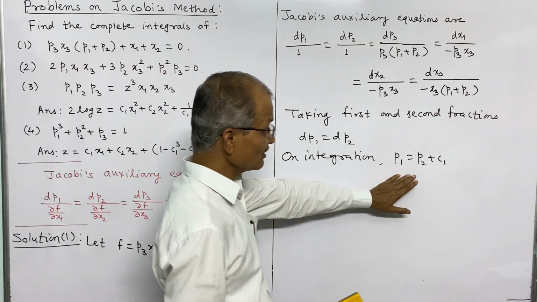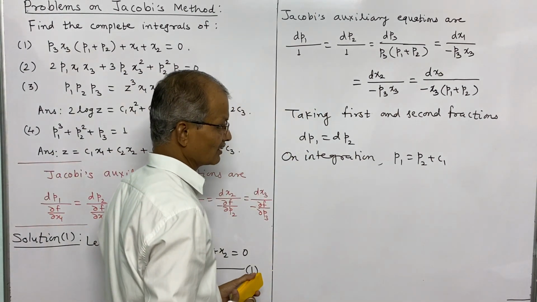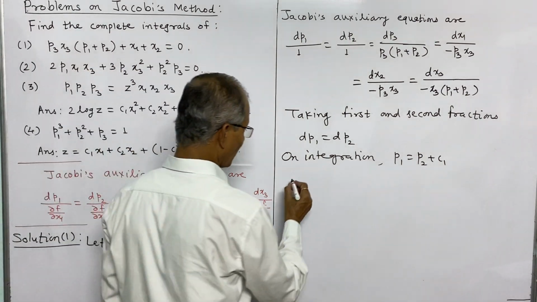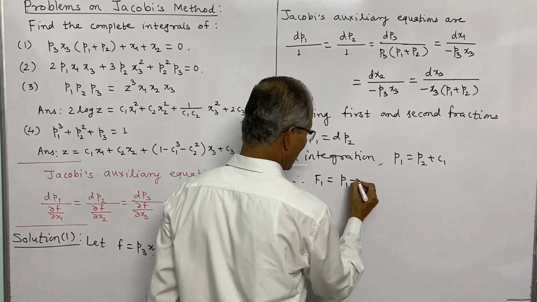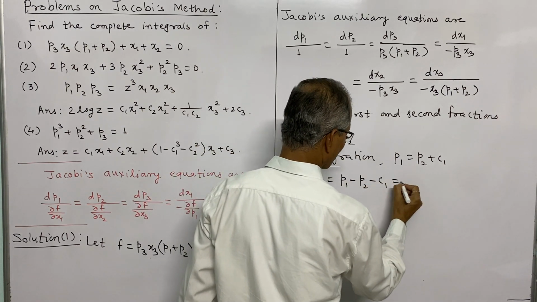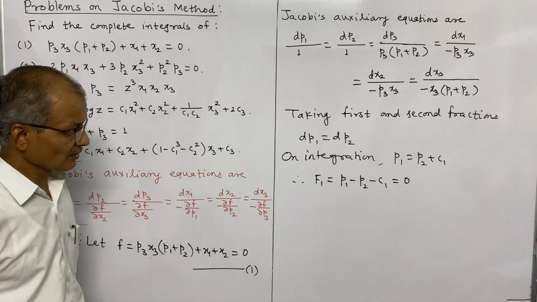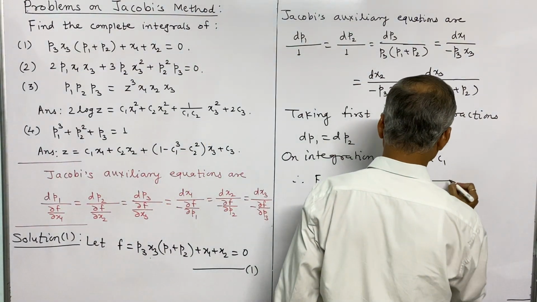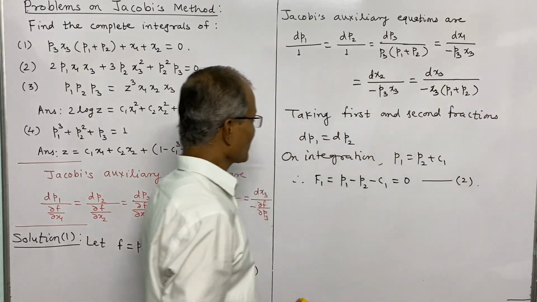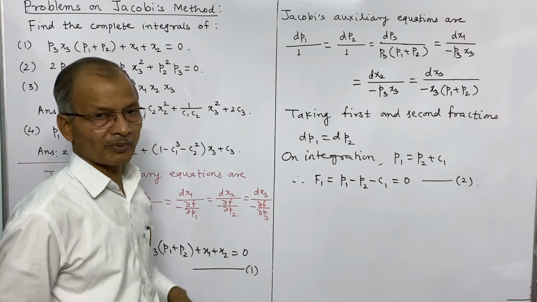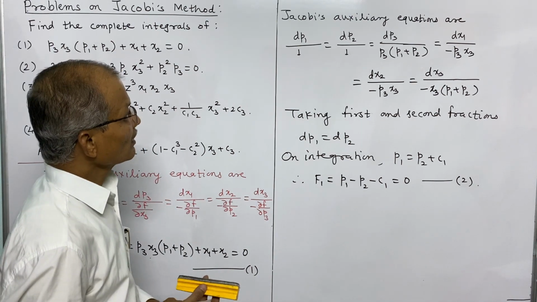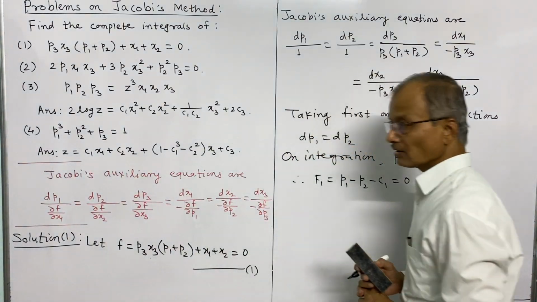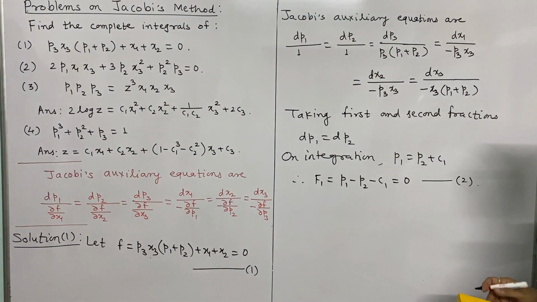Now we will consider this as f1 relation. F1 is equal to 0, and therefore f1 function, first function, that is p1 minus p2 minus c1 is equal to 0. f1 is equal to 0 as one function we will consider, and suppose this as 2. Now after getting f1 we will try to find another relation for p1 p2, and we will take that as f2.